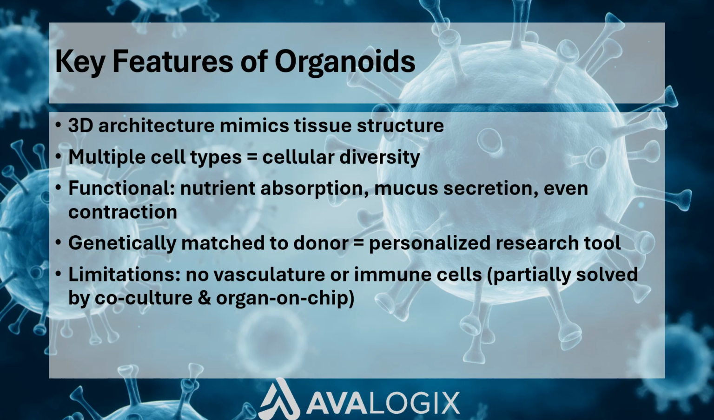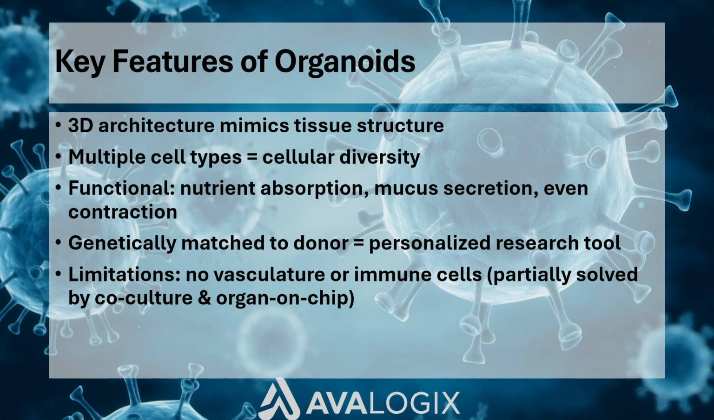Let's now talk about what sets organoids apart from other in vitro models. First, they have a 3D structure, unlike traditional flat monolayers. This spatial organization is critical for replicating how cells behave in tissues. Second, they exhibit cellular diversity, meaning they contain multiple cell types found in the parent organ. In the gut, this includes absorptive enterocytes, mucus-producing goblet cells, hormone-secreting enteroendocrine cells, and antimicrobial Paneth cells.